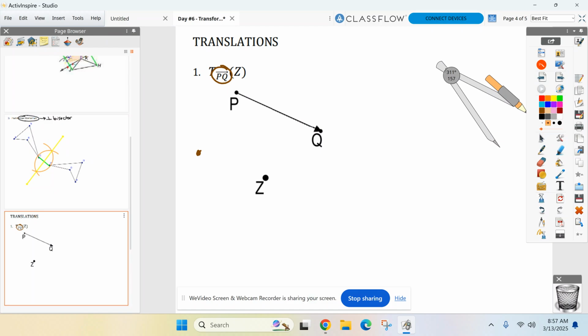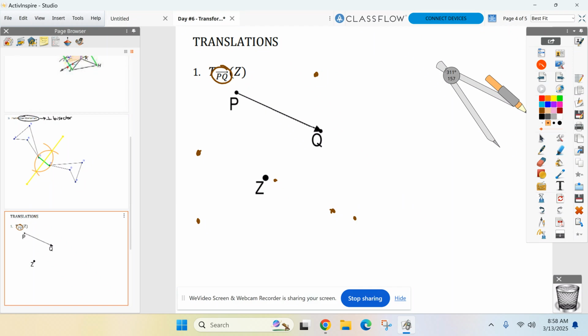Z prime going to end up there? No. Over there? No. Here? No, right? It's going to probably be somewhere in this vicinity here. It's got to move this direction, guys. Coming this way, that distance. So make sense what I'm about to do and where Z prime's probably going to be.